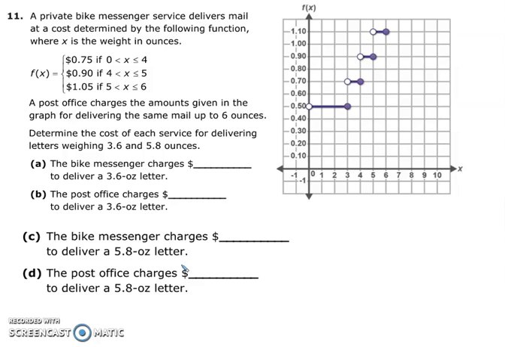All right. I don't know why we picked this one, but my honors class picked it too. So, okay, the bike messenger. Here's the bike messenger. And then this is the post office. Okay, so first, we're on number 11, sorry. Number 11. So the bike messenger, that's this guy over here, charges how much to deliver something that's 3.6 ounces? Where does that fall? Between 0 and 4? Yeah, so how much do they charge? 75 cents.